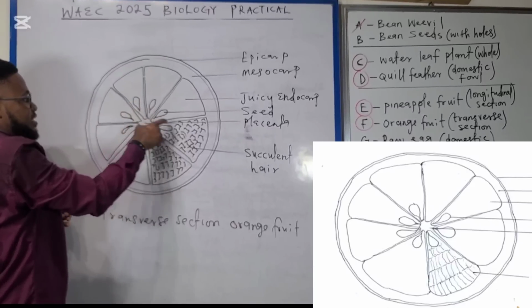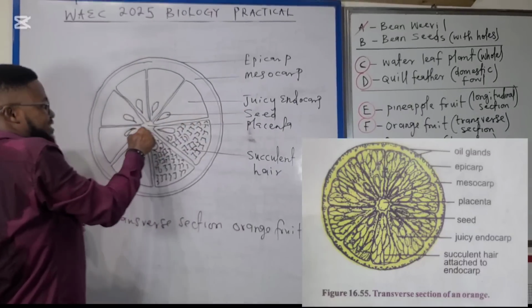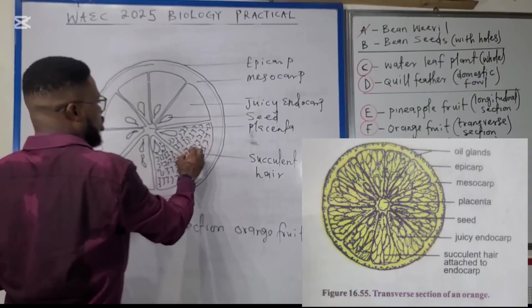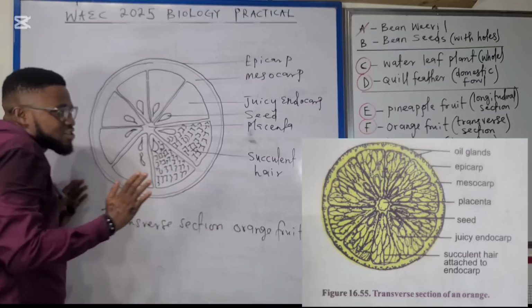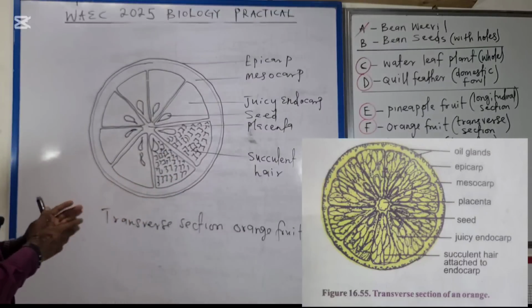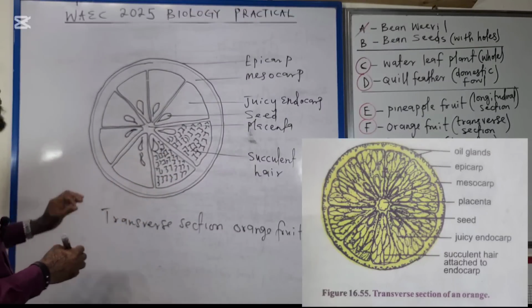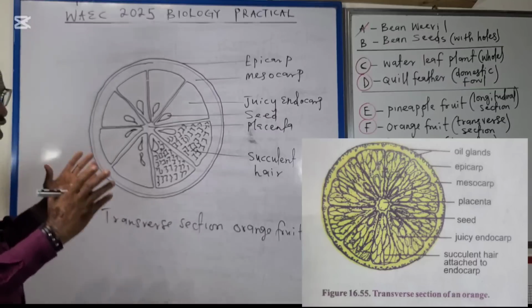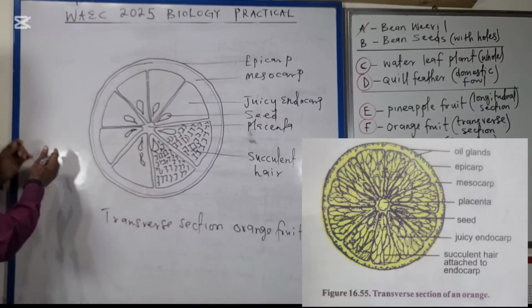These here are the seeds. This is the seed. At the center, this is the placenta. Now this here is the succulent hair. And that's just about the basic labeling for the transverse section of orange fruit. Very simple, but pay attention to the length.